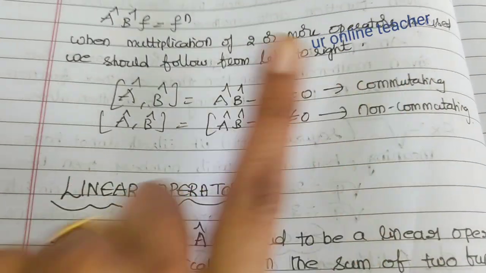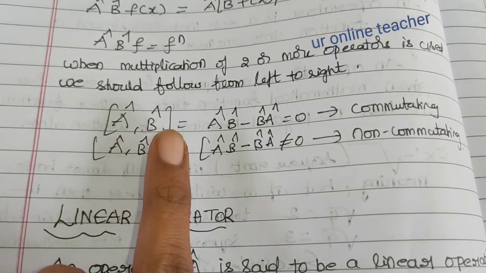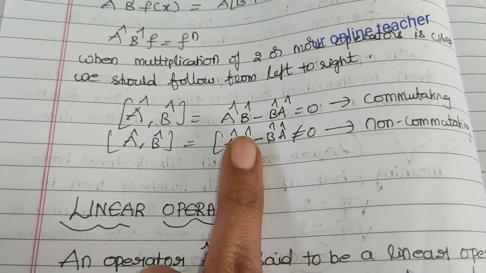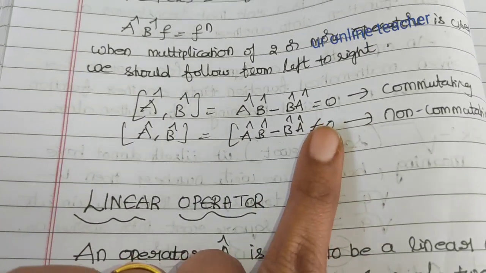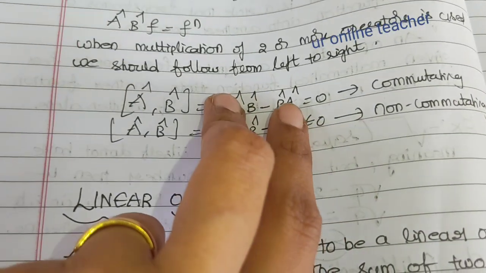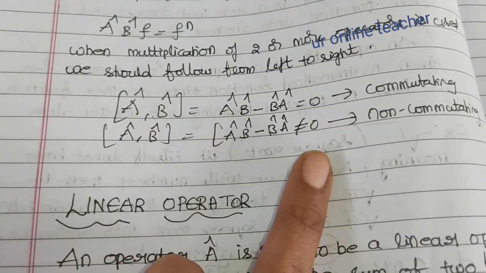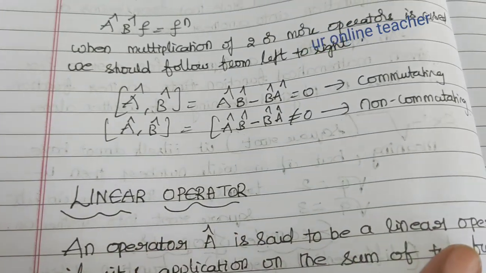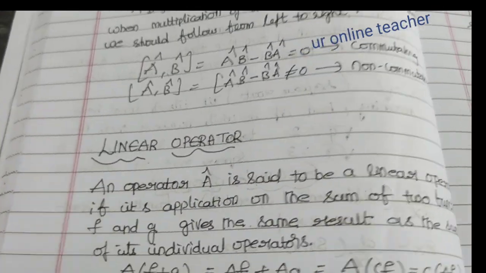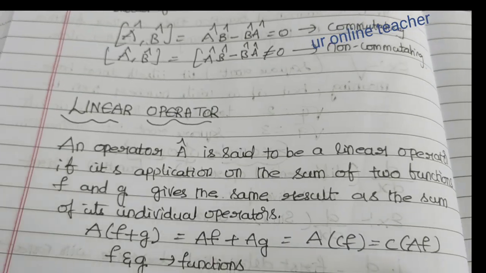So what is commutating? If A cap and B cap are two operators, then A cap B cap minus B cap A cap is equal to 0. Means if these two are the same, then it is commutating. When the difference is not equal to 0, then it is non-commutating. Now I am explaining the different types of operators.